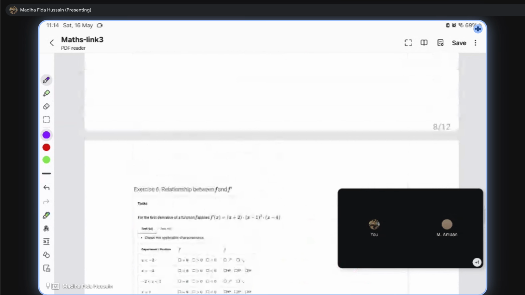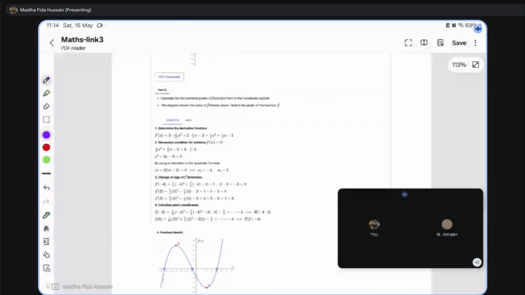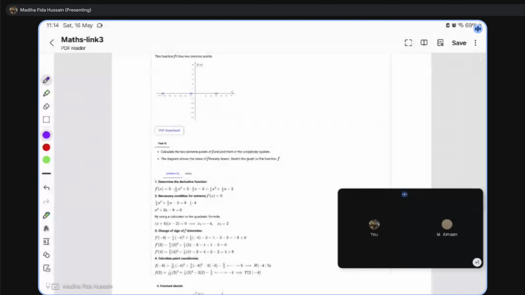Okay, and also we have to do question number 5. This is a different thing. In this question we will draw the graph of f. In question 6 we draw the graph of f dash. No, we will draw the graph of f.